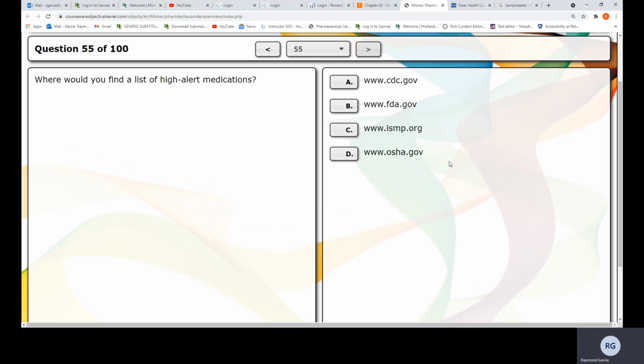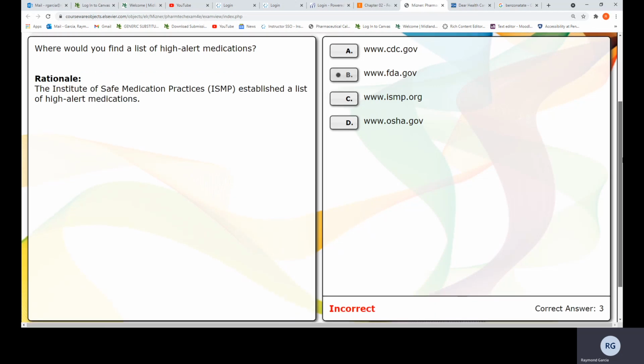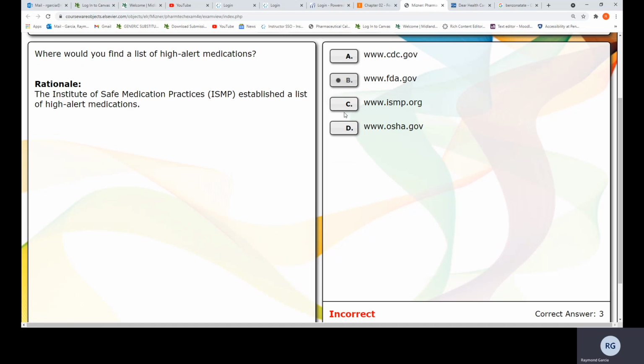Where would you find a list of high alert medications? B as in what? ISMP. Just remember, ISMP deals with the high alert, tall man lettering, look-alike sound-alike.